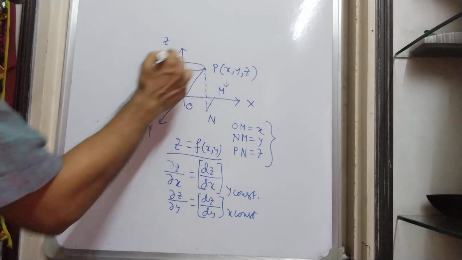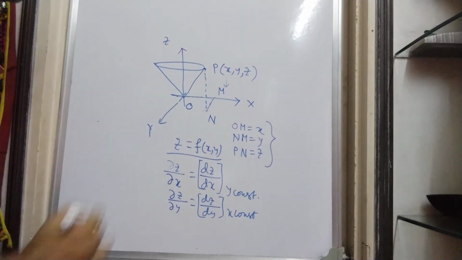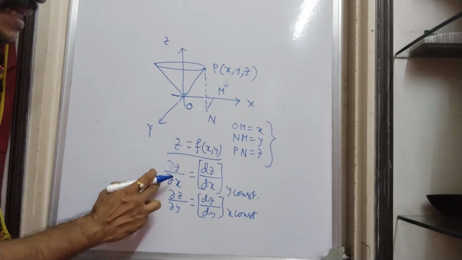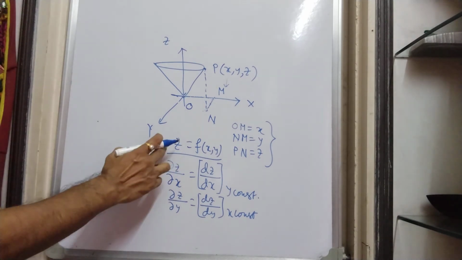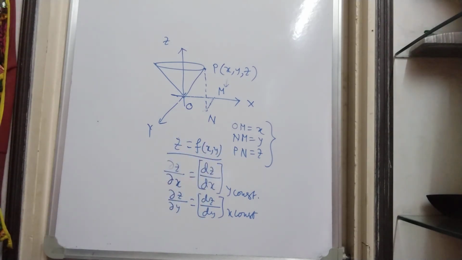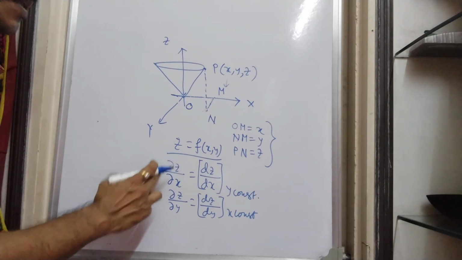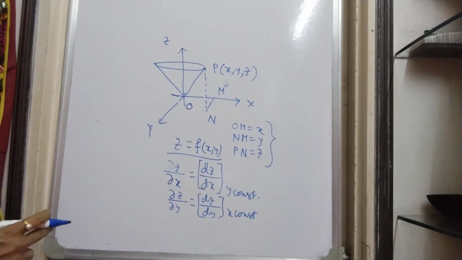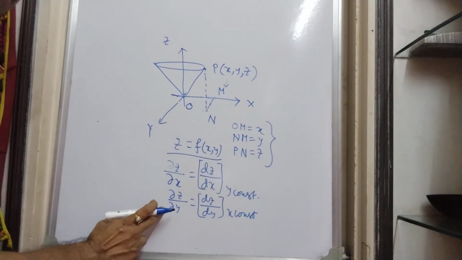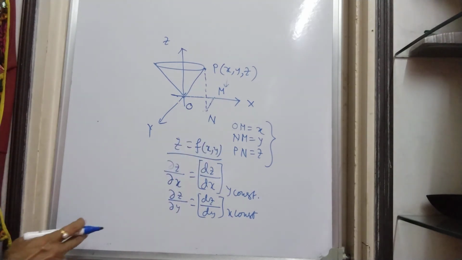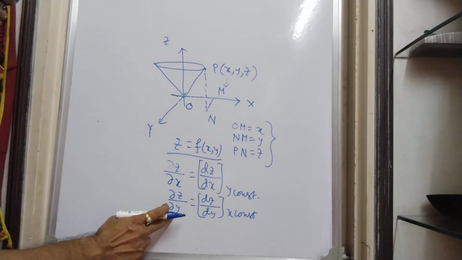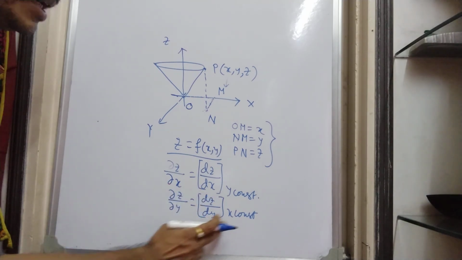So if we can express the equation of the rim of the cone as z equal to f(x, y), then we can easily comprehend that del z del x is defined to be the partial derivative of z, which is dependent on both x and y, and this partial derivative is the same as the ordinary derivative dz dx when y is kept constant, that is along the path OM. Del z del y is the partial derivative of z, which is dependent on x and y both, with respect to y. And this del z del y is the same as dz dy, the ordinary derivative, when x is kept constant.